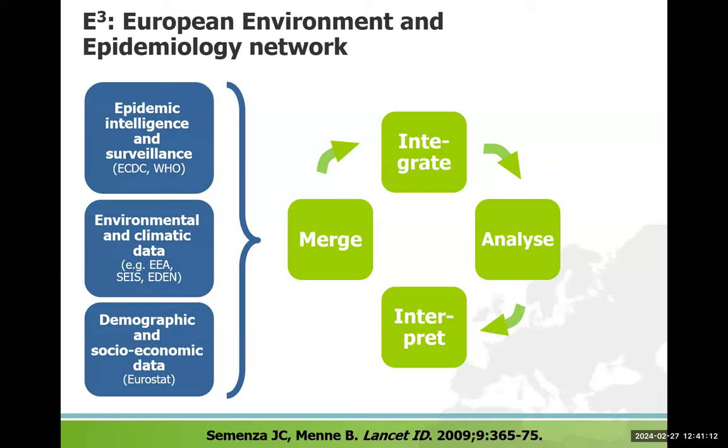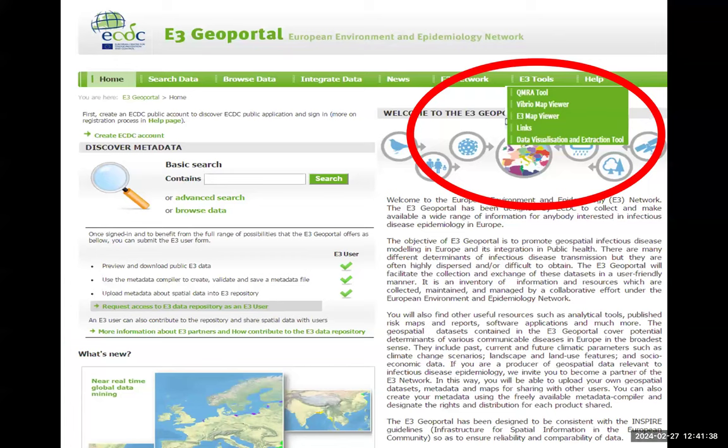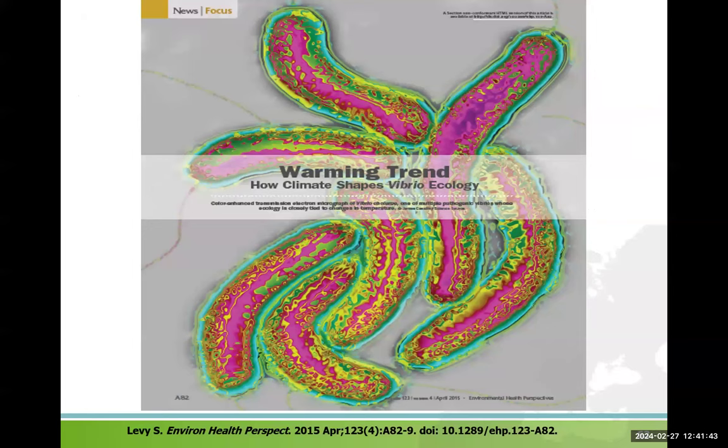And we built a system where we are able to link environmental data with epidemiologic data to connect these dots, illustrated on this diagram here, where we merged environmental and epidemiologic data in order to interpret them, analyze them, and integrate them. And the case study now is for these Vibrio infections. And here again, I show Northern Europe with the Baltic Sea. And it turns out that we have something called the Vibrio map viewer that monitors climatic conditions in the Baltic Sea, actually worldwide, but now it's calibrated for the Baltic.